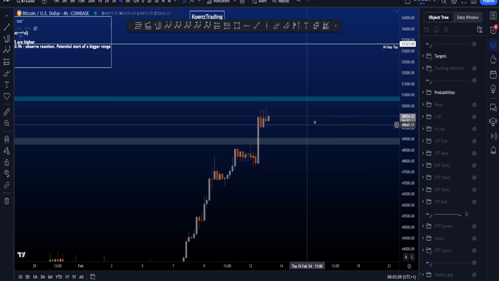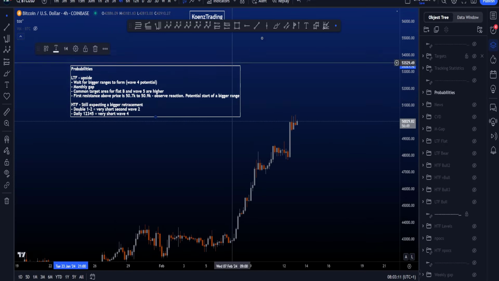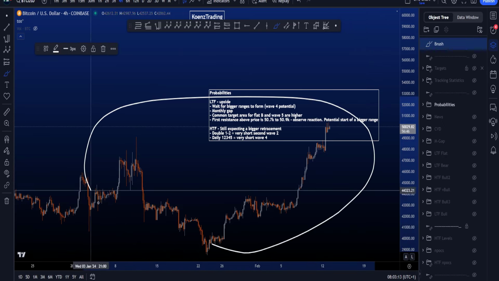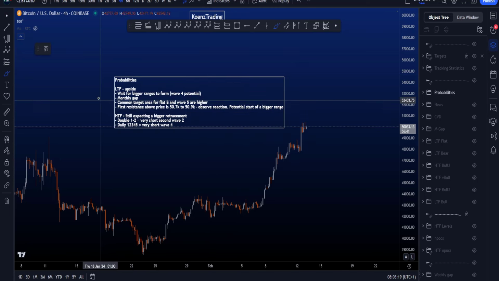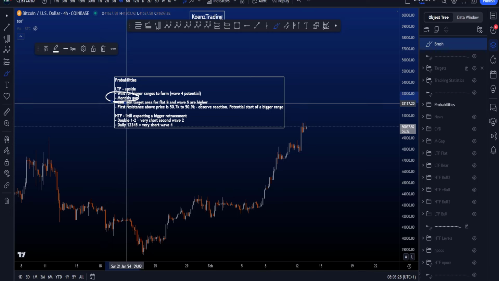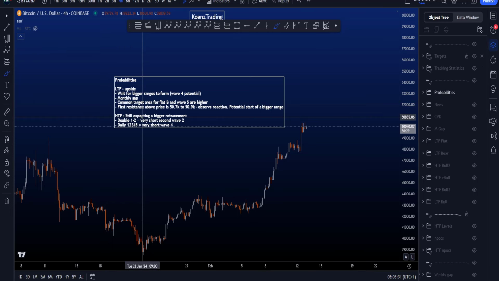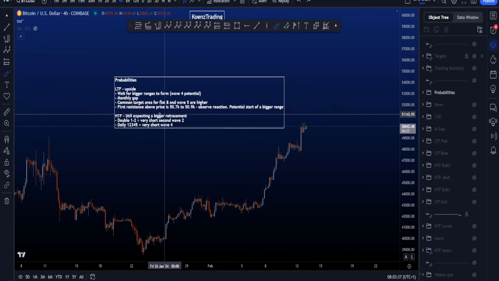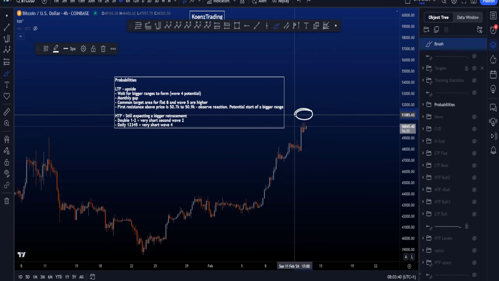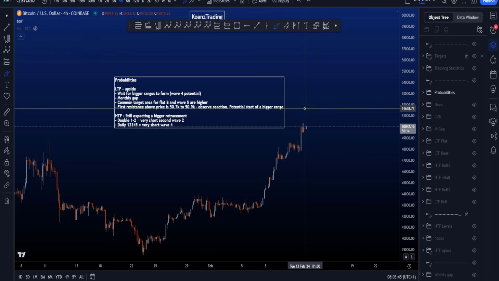And then finally, if we go to the probabilities of the different scenarios, then on the low time frame, which is the 4-hour chart, this section here, we are still looking for price to move towards the upside. We are waiting for a bigger wave 4 to form in that bullish scenario as well. Even in an ABC, preferably still looking for a wave 4 to form. We are currently in the monthly gap as well, where the high of the gap is 53.3k. Common target area for a flat B and a wave 5 are both above price at the moment. And the first resistance that we really have above price is 50.7 to 50.9k, and that is where we can then observe the reaction, because potentially that is the place where we can start a bigger range.